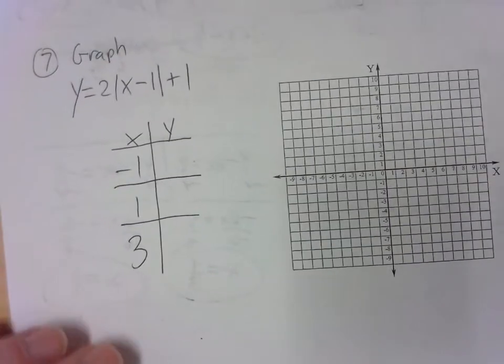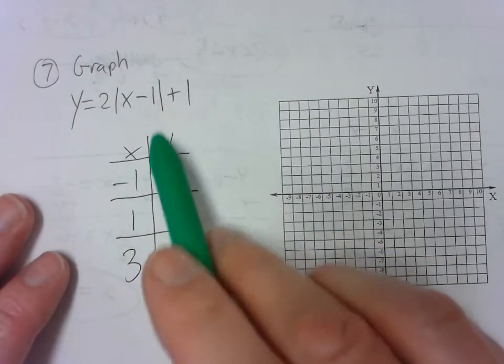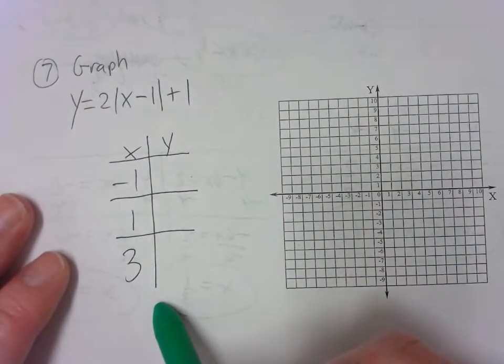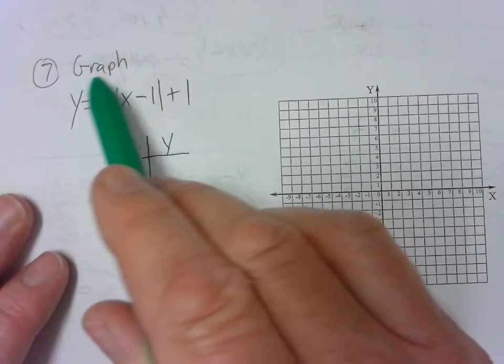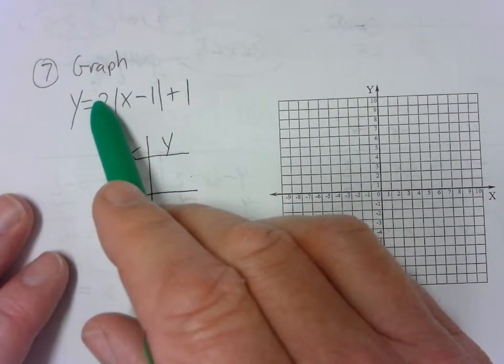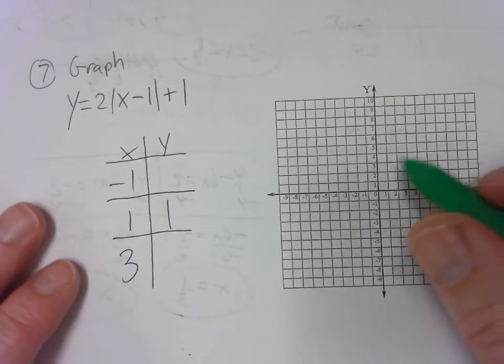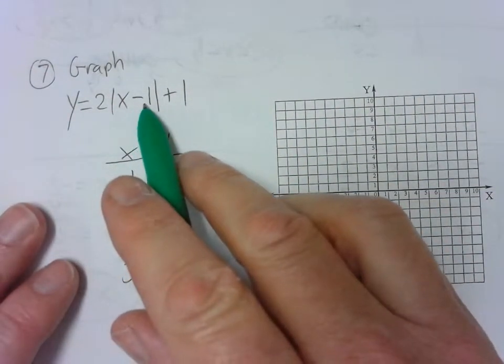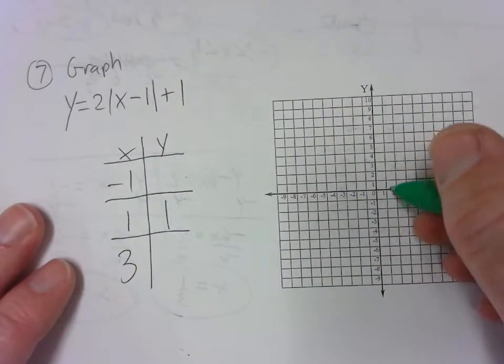Okay. Now I've helped you out here. You can see that it's shifted 1 and shifted 1, but I've also put points here to help you as well. So if you put 1 in here, 1 minus 1 is 0, and 0 times 2 would be 0 and then 1. So it goes through 1, 1. So that makes sense because it's right 1 and up 1. Remember, that means right 1 and up 1. Well, that's the vertex, is 1, 1.